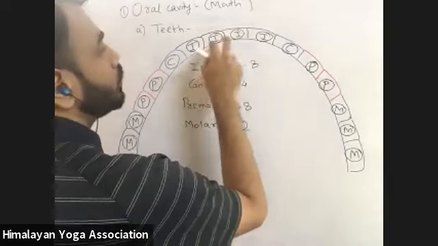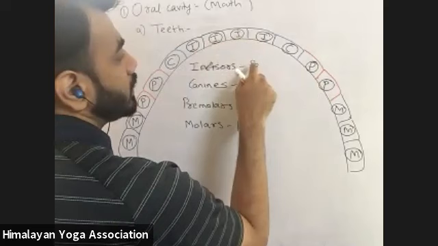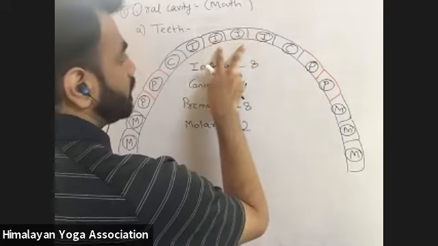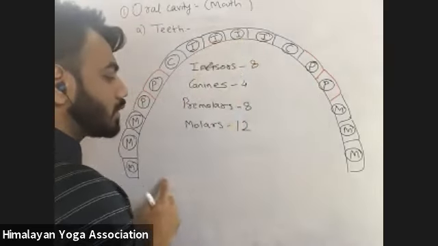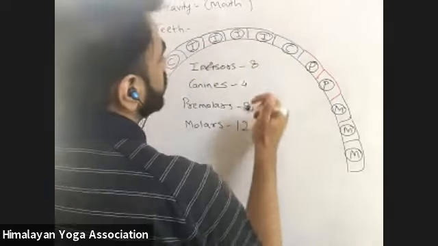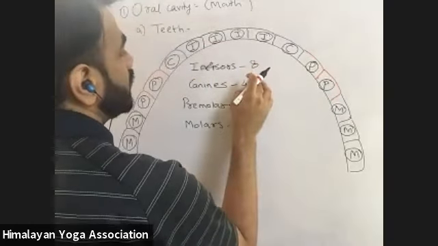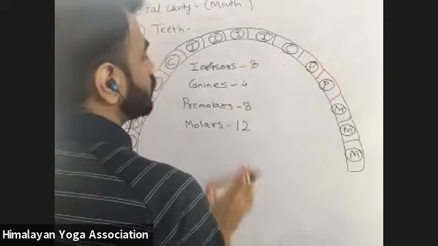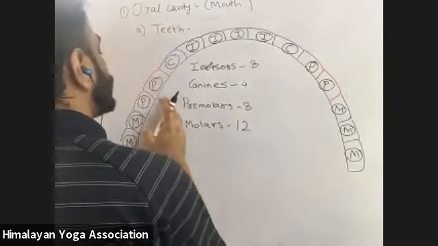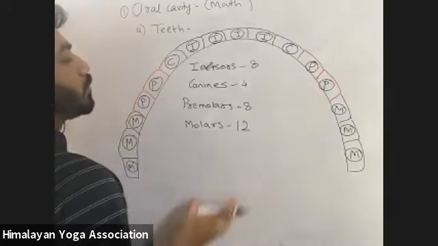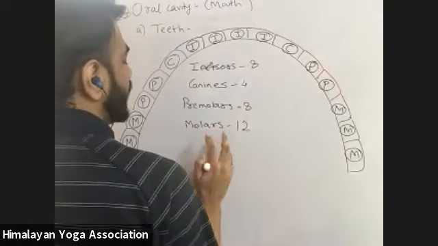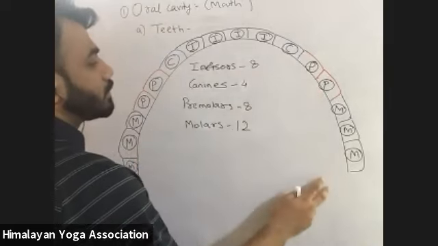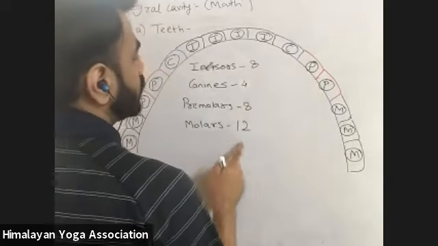Here I have shown only 4 incisors, but in the upper jaw there will be 4. Similarly, you will count in the lower jaw, there will be 4. So in total I have written 8. Canines are also 2 in the upper and 2 in the lower jaw, 4. Premolars are 4 in the upper jaw, 4 in the lower jaw, total 8. And molars are 6 in the upper jaw, 6 in the lower jaw.